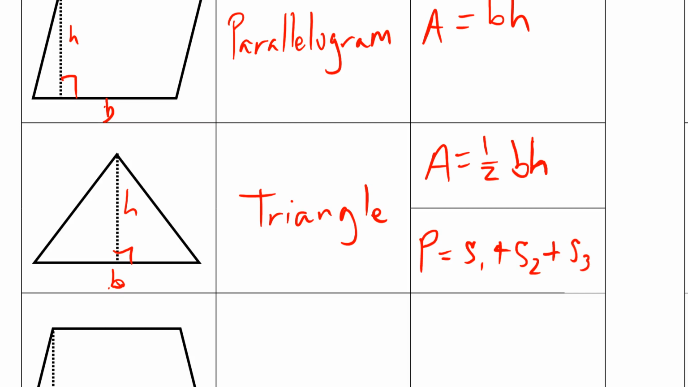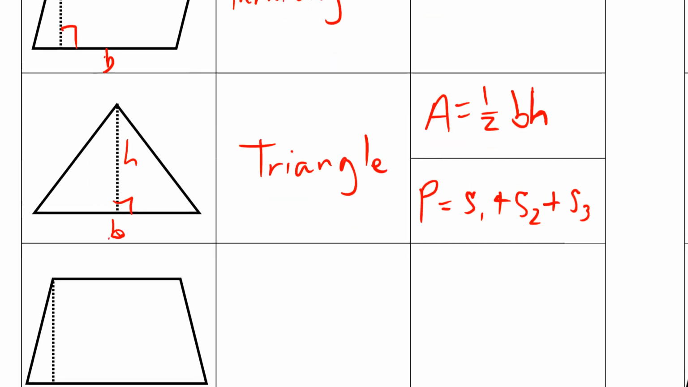Now if I had an isosceles or an equilateral triangle, I could combine some of those sides using multiplication, but I'm not going to worry too much about that since I feel confident that you guys can do really well with perimeter. My final polygon is going to be my trapezoid.